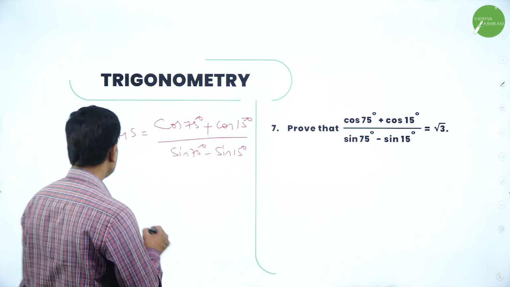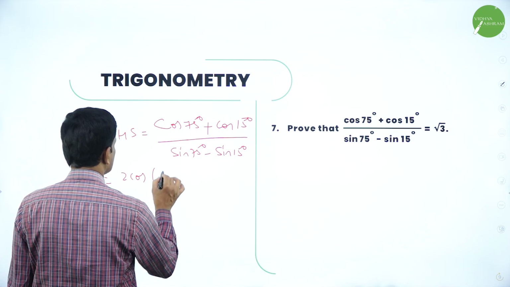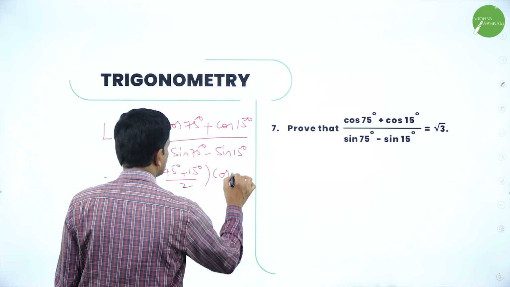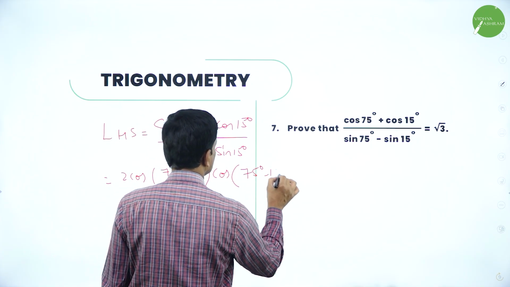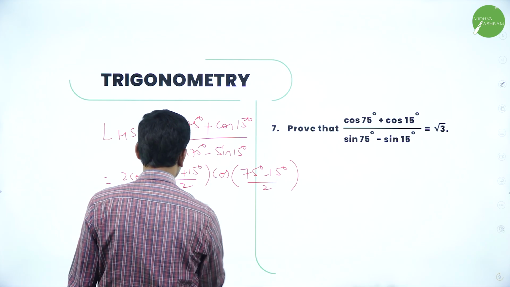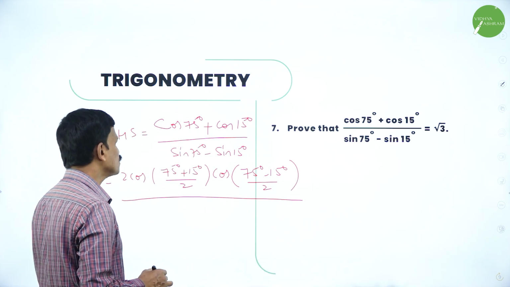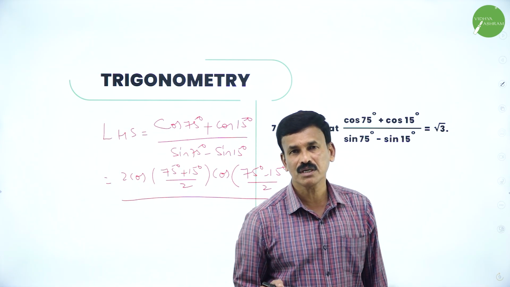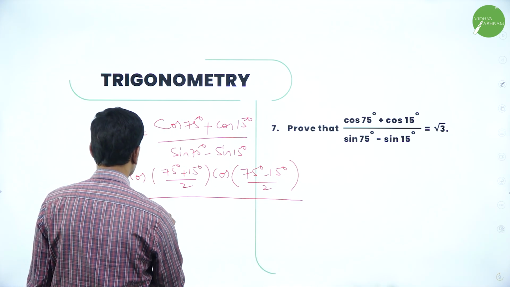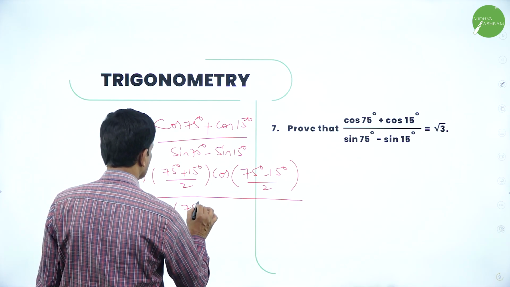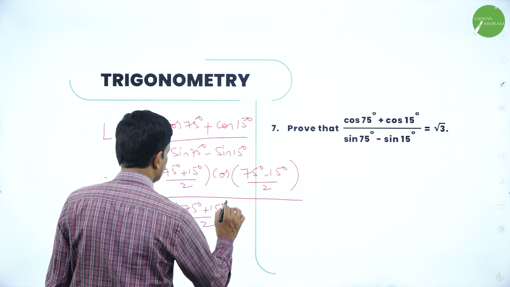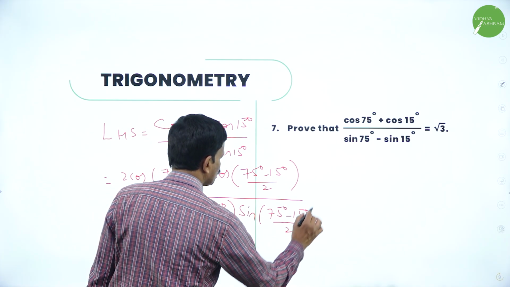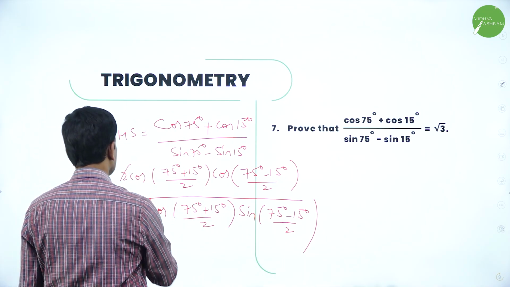So, cos C plus cos D is equal to 2 cos (C plus D)/2 into cos (C minus D)/2. 2 cos (C plus D)/2 into cos (C minus D)/2 is cos C plus cos D. Similarly, sin C minus sin D. What is the formula for sin C minus sin D? 2 cos (C plus D)/2 into sin (C minus D)/2. Now, what is this equal to? This 2 and 2 get cancelled.